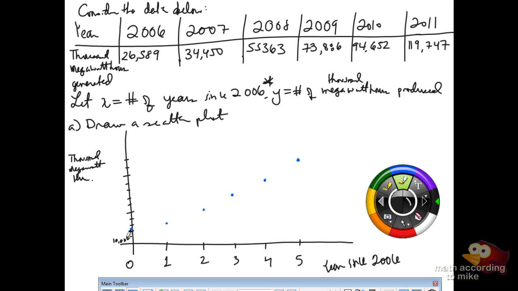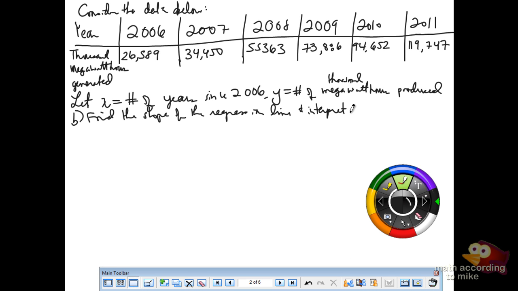Part B, find the slope of the regression line for this data and interpret. In mathematics, the letter we use for slope is lowercase m. Why? We don't know. We forgot why we use a lowercase m.